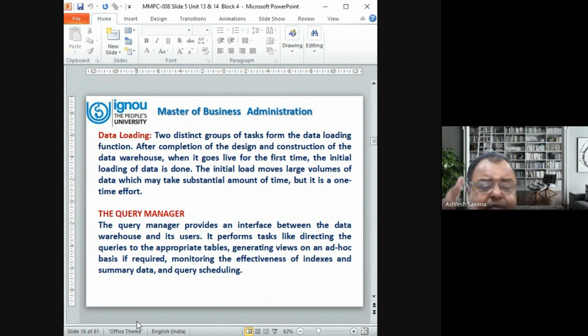The query manager provides an interface between the data warehouse and the user. It performs tasks like directing the queries to the appropriate tables, generating views on an ad hoc basis if required, monitoring the effectiveness of indexes and summary data, and query scheduling.